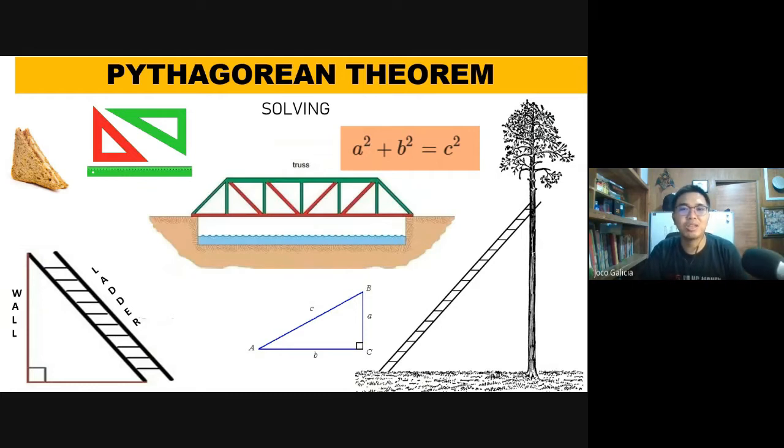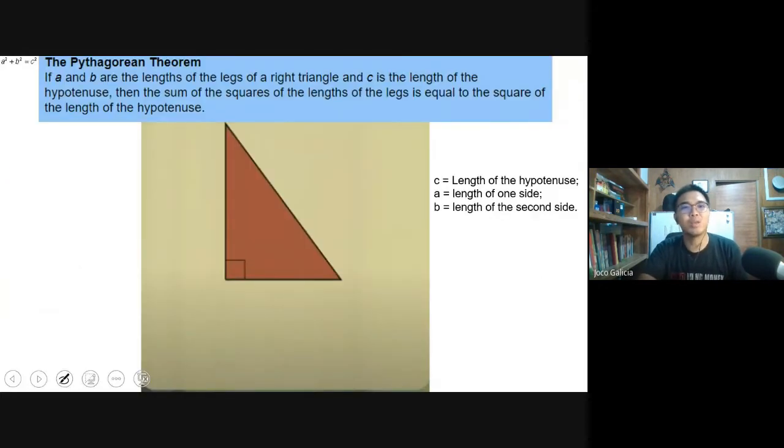Our topic for today is all about the Pythagorean Theorem. Now, what is the Pythagorean Theorem? It is: if A and B are the lengths of the legs of a right triangle and C is the length of the hypotenuse, then the sum of the squares of the lengths of the legs is equal to the square of the length of the hypotenuse.